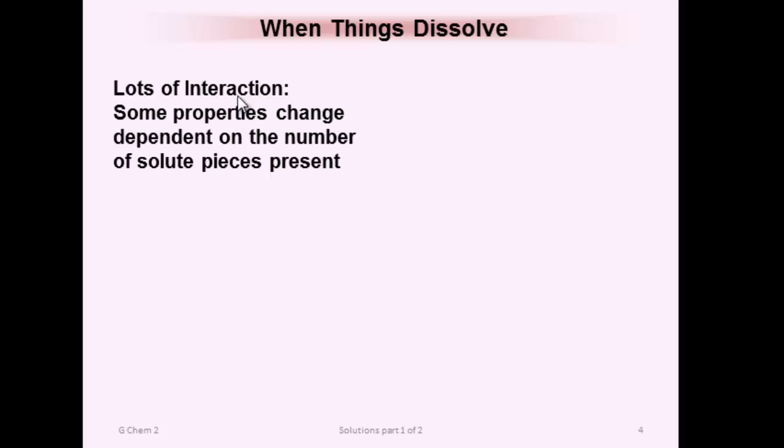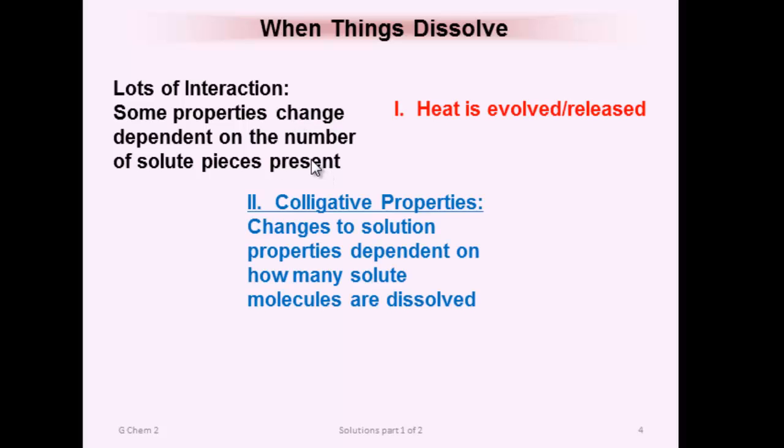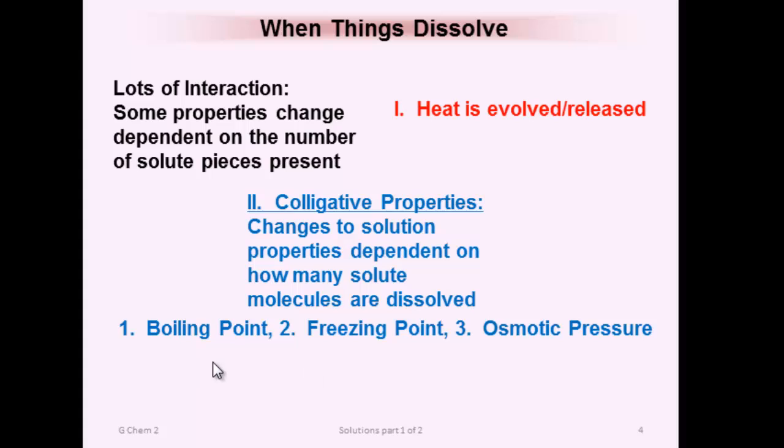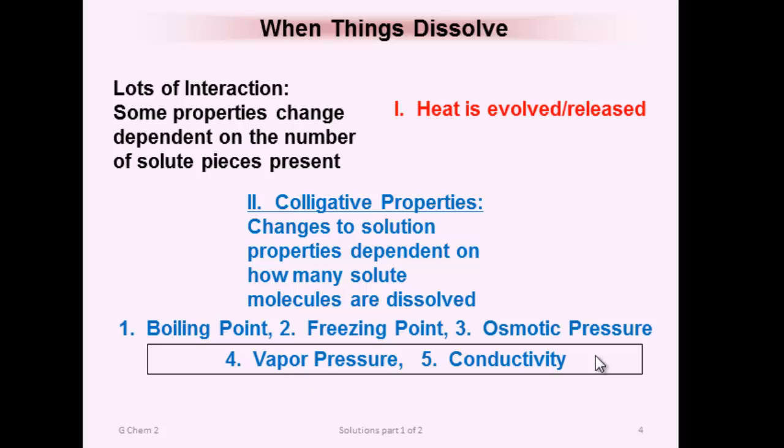So when things dissolve, there's lots of interaction. Then some properties will change depending on the number of solid pieces present. If there's very little interaction, properties of the solvent may not change at all. One of the things you'll see when things dissolve is that heat is evolved or released. And if there's lots of interaction between the solute and solvent, usually there's going to be a change in the colligative properties. And colligative properties are basically changes in the solution depending on how many solute parts are involved. These involve boiling point, freezing point, osmotic pressure, vapor pressure, and conductivity. And I've boxed these two because they are unique in how they depend on the structure of the solute.